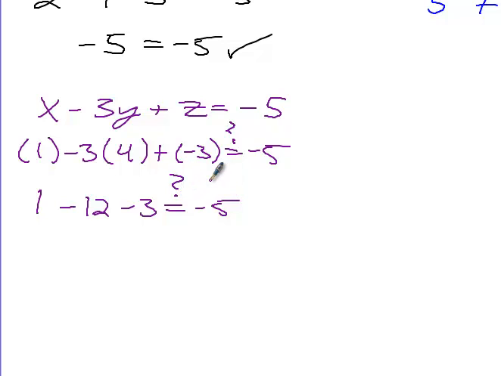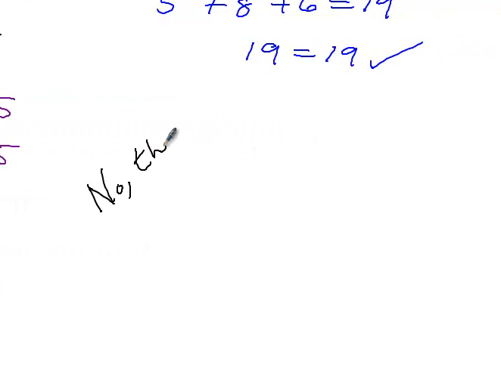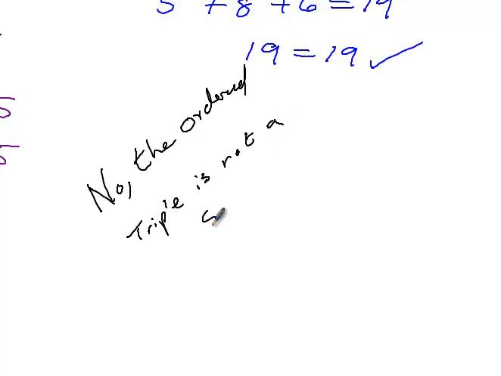So what's 1 minus 12? Negative 11. Take away 3. Is negative 14 equal to negative 5? No. Okay, so I put a slash saying that it is not a solution to that part. So overall, is this going to be a solution to the system? No. But it worked for 2 of them. Okay, it has to work for all. So I put for an answer, I put no. The ordered triple is not a solution.